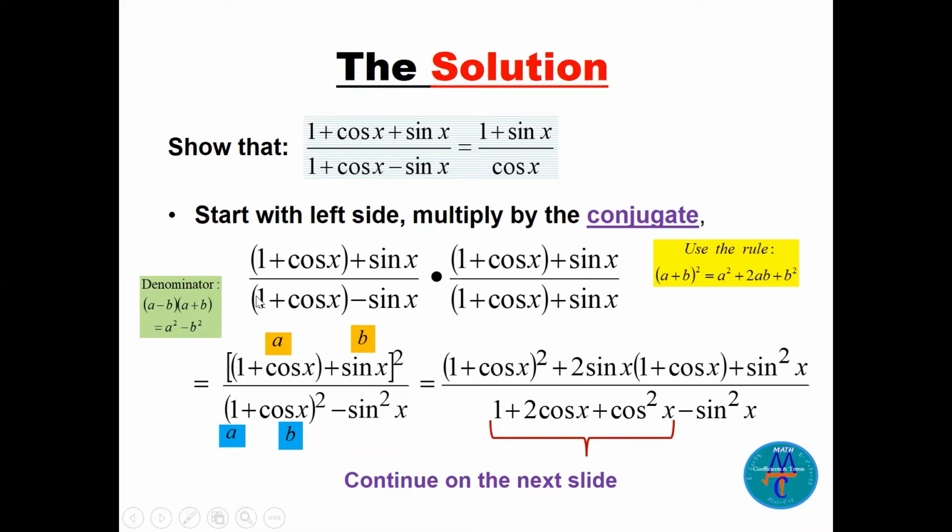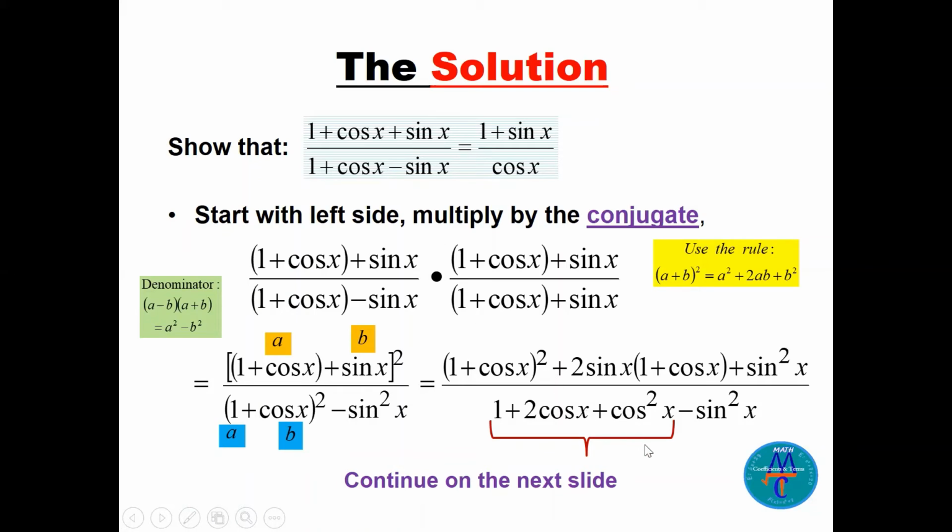Now in the denominator, we see 1 plus cosine of x minus sine of x, 1 plus cosine of x plus sine of x. We can use the difference between two squares. So that's a squared, which is 1 plus cosine of x squared, minus sine squared. Now also in the denominator, we see 1 plus cosine of x all squared. Again, 1 is a and b is cosine of x. I can use this rule again in the denominator to simplify it, minus sine squared. But the whole idea is the conjugate, and the rest will be easy.